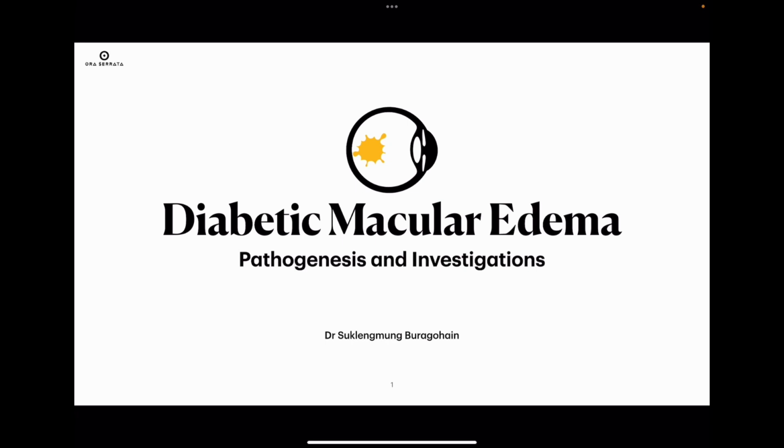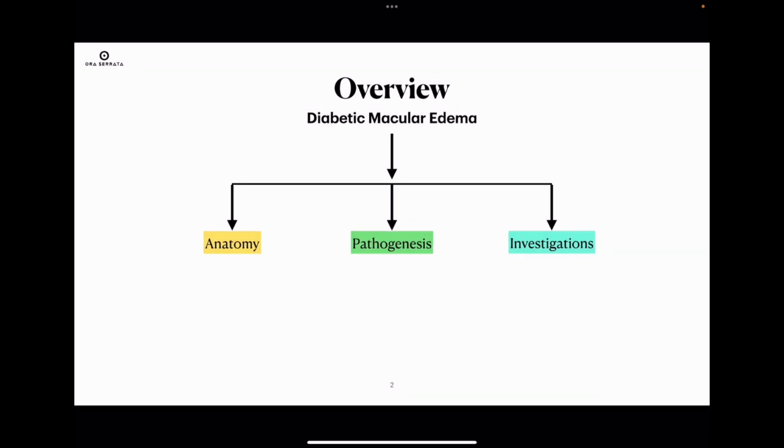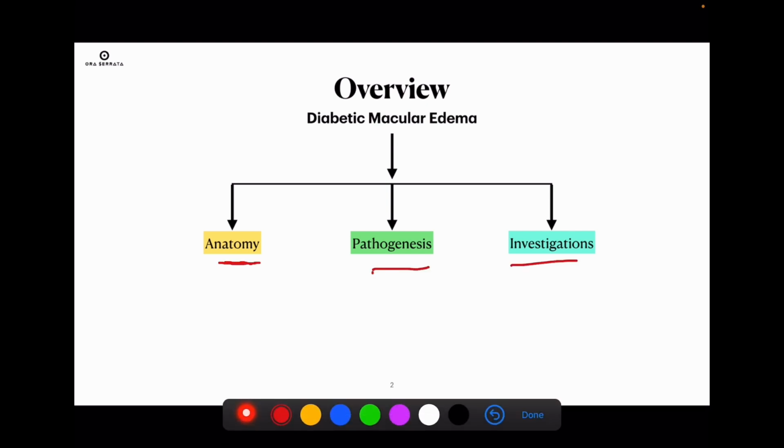So let's learn something about diabetic macular edema. This will be part 1, and this includes its clinical features, the pathogenesis, and the investigations. First we'll be dealing with the anatomy, then the pathogenesis, and then the investigation.